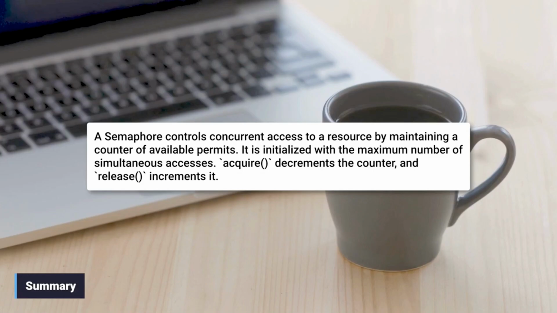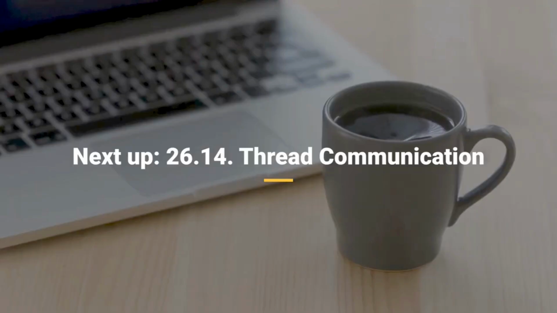To summarize, locks are for mutual exclusion, semaphores are for boundary control. We have learned synchronization. Our next lecture, 26.14, Thread Communication. See you there.